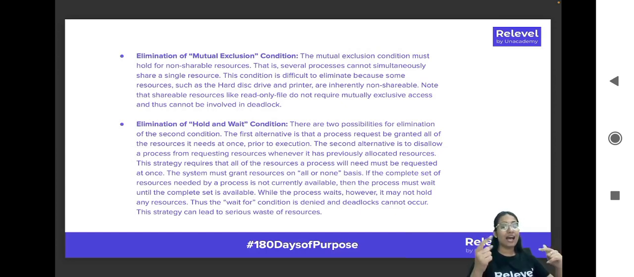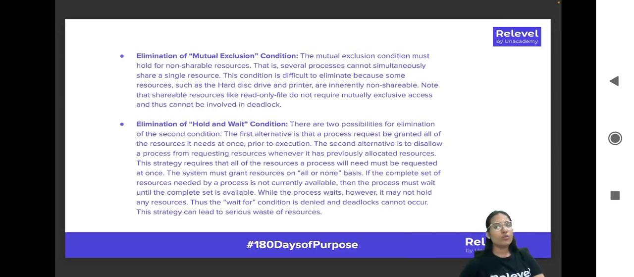But the idea is that this condition is difficult to eliminate because some resources, such as hard disk and printer, are inherently non-shareable, right? If there is a printer, only one person can print at a time. And there are shareable resources also, like a read-only file, which do not require mutually exclusive access. Multiple people can read a file at a single point of time, and thus they cannot be involved in a deadlock. So this condition is a little difficult to prevent because there are non-shareable resources and it is difficult to make them shareable at all points.